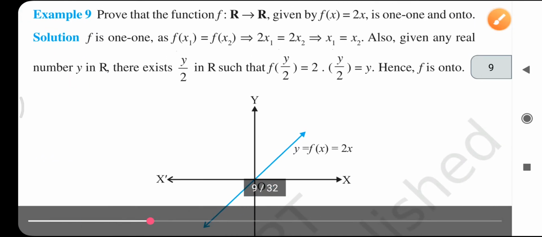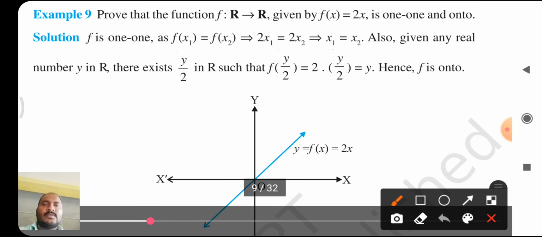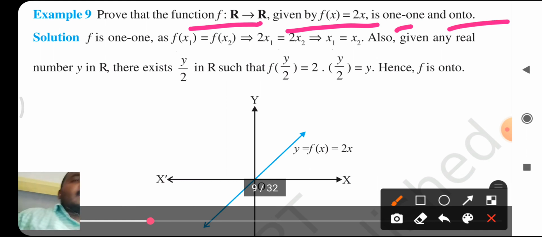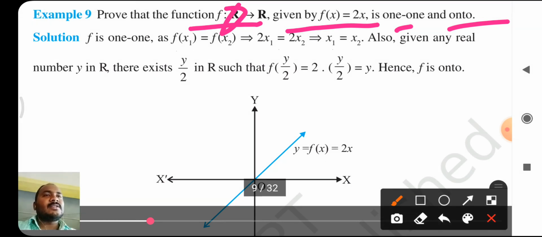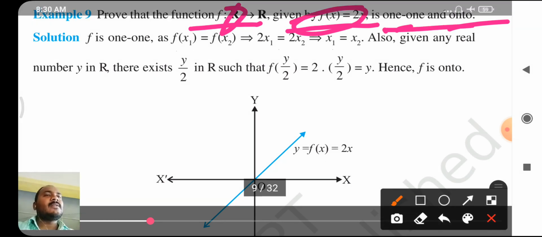Prove that the function f from R to R given by f of x equals 2x is one-one and onto. The domain of this function is R, the codomain of this function is R. Because this function is one-one and onto, f is bijective.